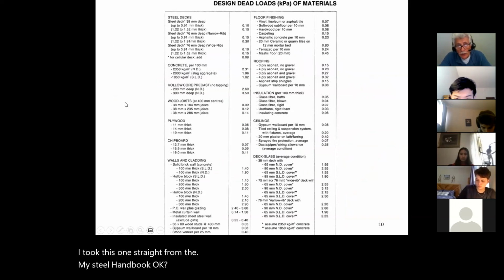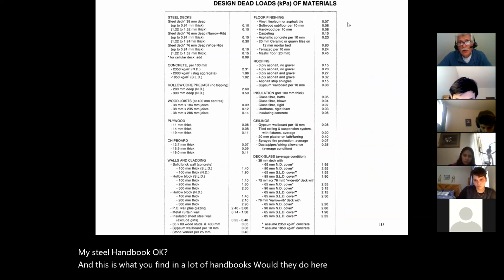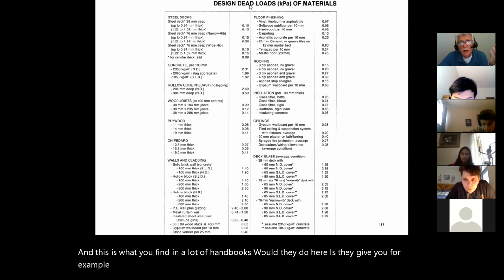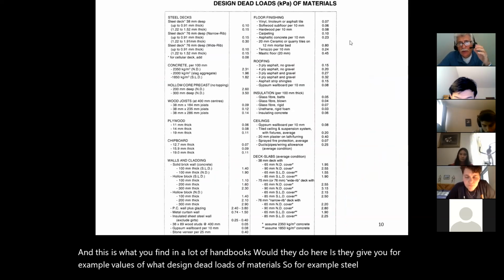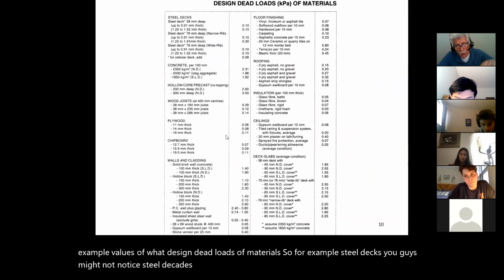And this is what you find in a lot of handbooks. What they do here is they give you, for example, values of design dead loads of materials. So for example, steel decks. You guys might not know what a steel deck is, but a steel deck is a corrugated sheet metal that they put on top of joists.